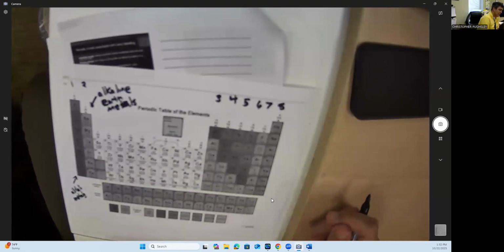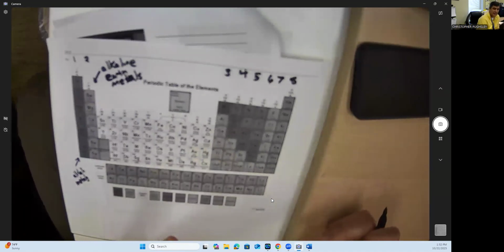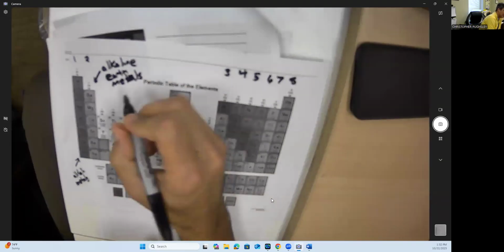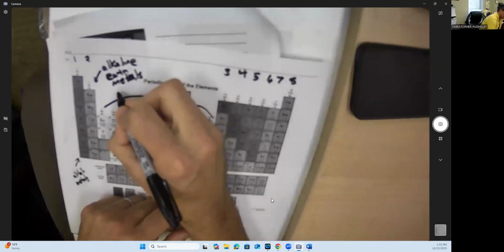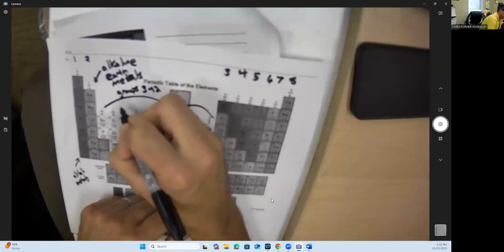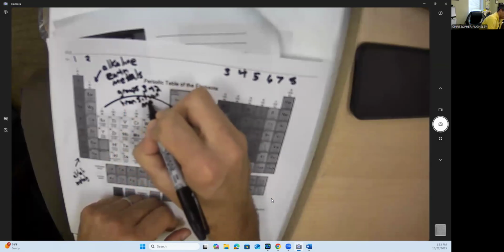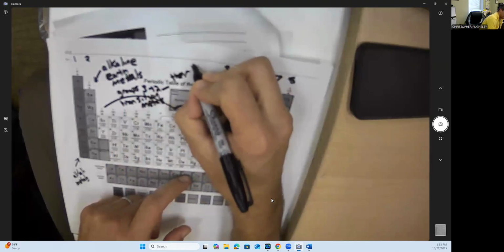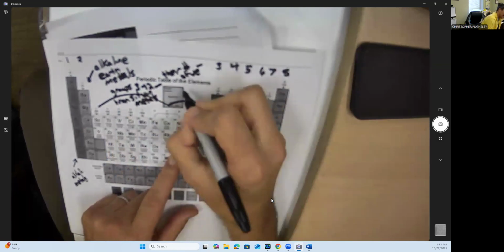The transition metals, their number of valence electrons can vary, and their charges can vary. That's groups 3 through 12, which are called the transition metals. Their number of valence electrons varies.